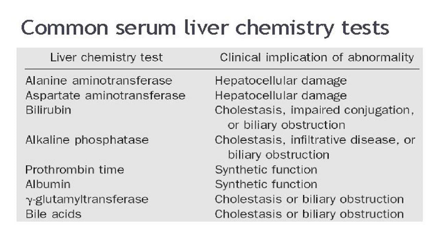So, a common serum liver chemistry test: alanine aminotransferase or aspartate aminotransferase will show you that there is hepatocellular damage. Bilirubin or alkaline phosphatase will show you cholestasis, impaired conjugation or biliary obstruction. Prothrombin and albumin show you more of a synthetic function problem. And bile acids and gamma glutamyl transferase are again for cholestasis or biliary obstruction.